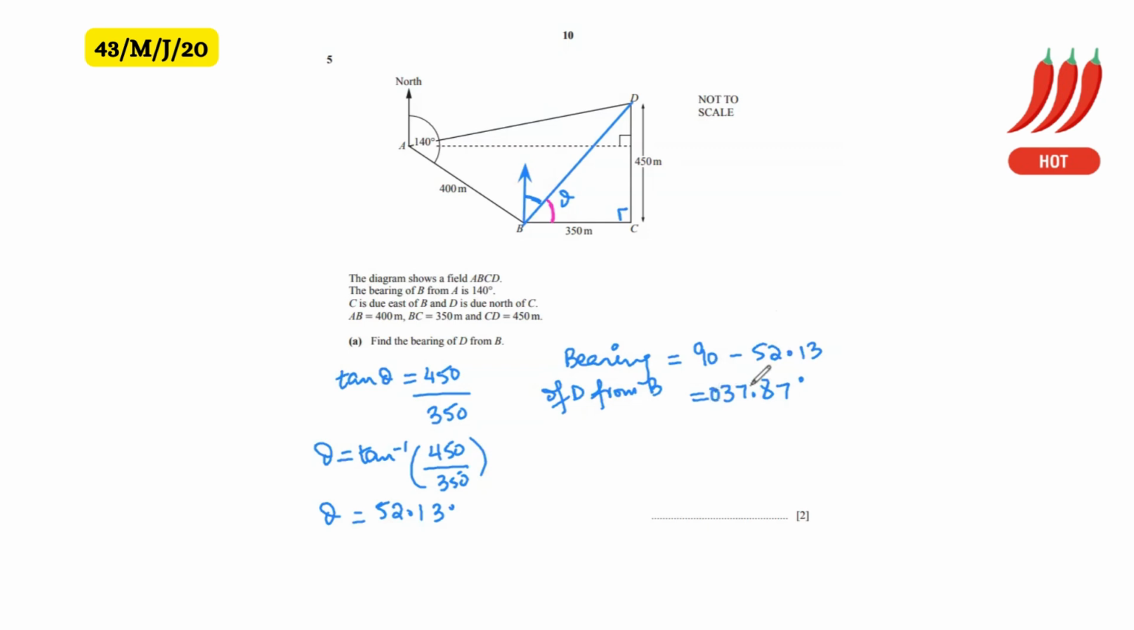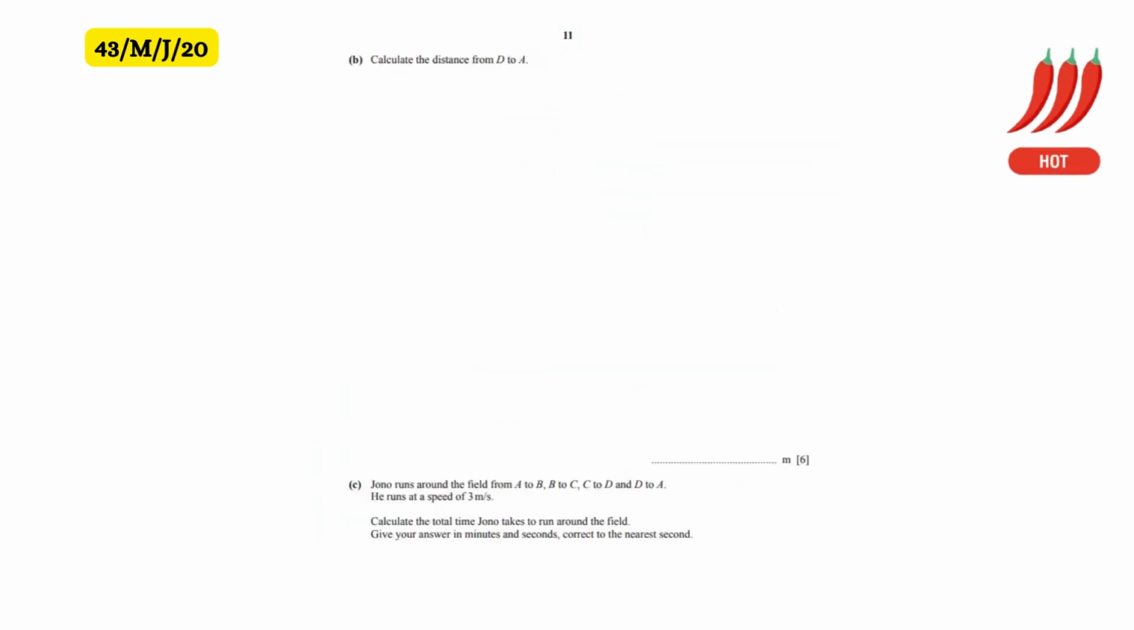So we add a 0 over here because the bearing cannot be 2 digits. It has to be 3 digits before the decimal. So 037.87 degrees. That is your bearing. Then it says calculate the distance from D to A.